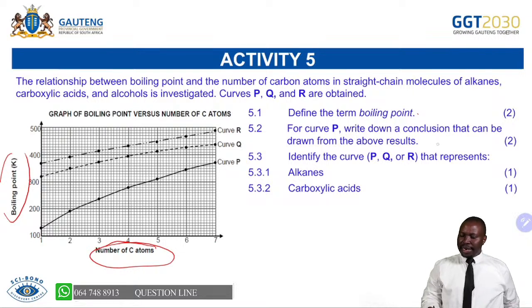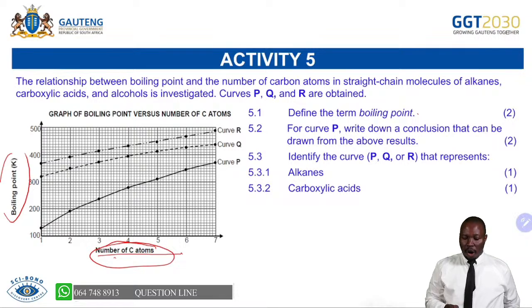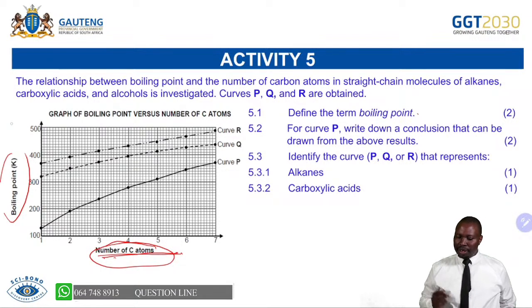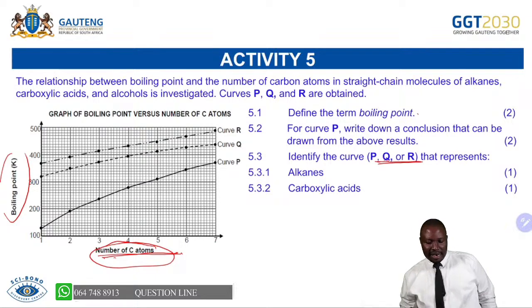Now for curve P, write down a conclusion that can be drawn from the above results. For curve P, you can see that as the chain length increases, the boiling point increases. Or you can just talk about number of carbons. As the number of carbons increases, the boiling point increases. So they increase together. And then identify the curve P, Q, or R that represents alkanes.